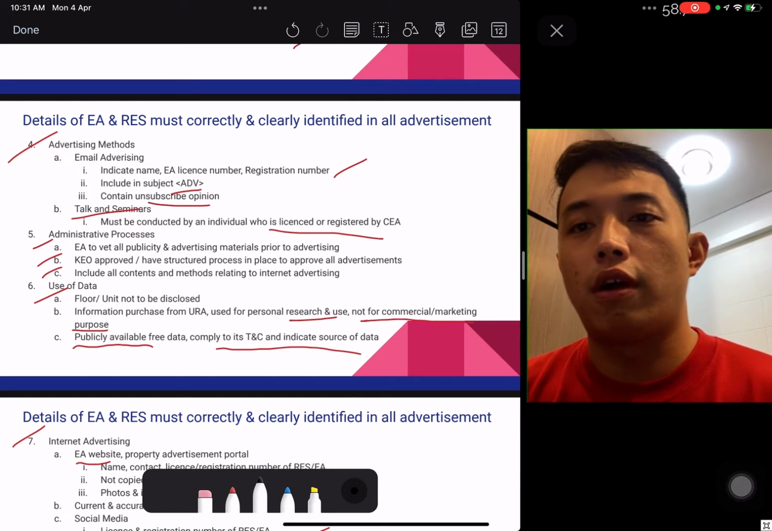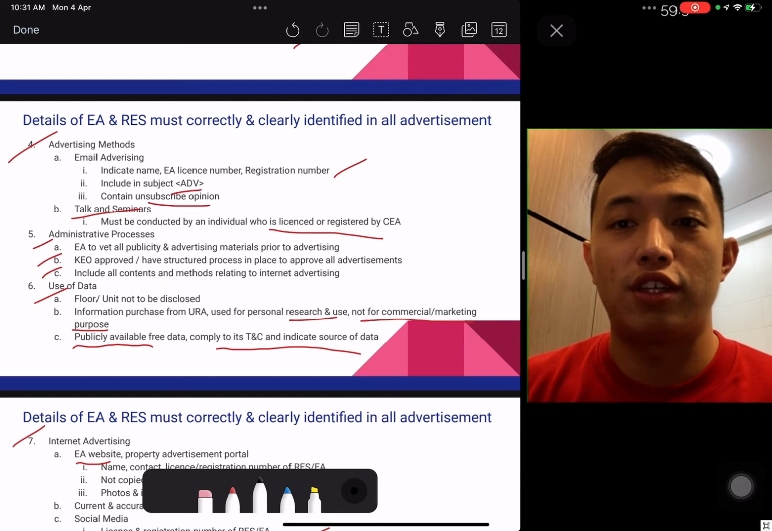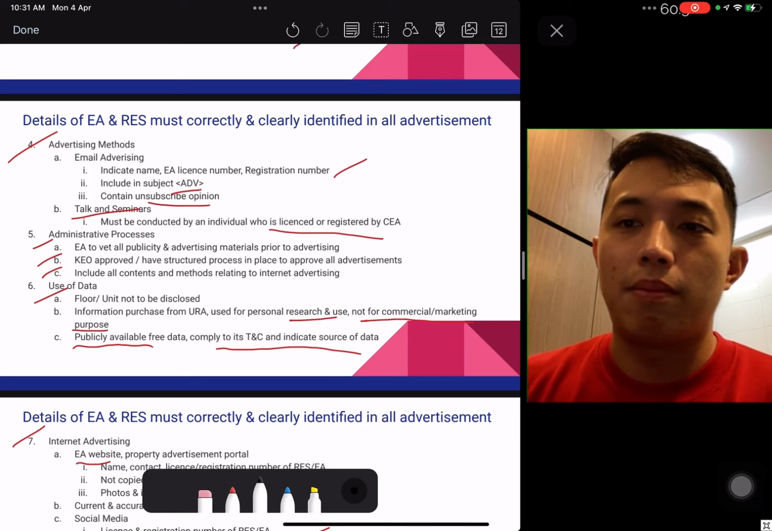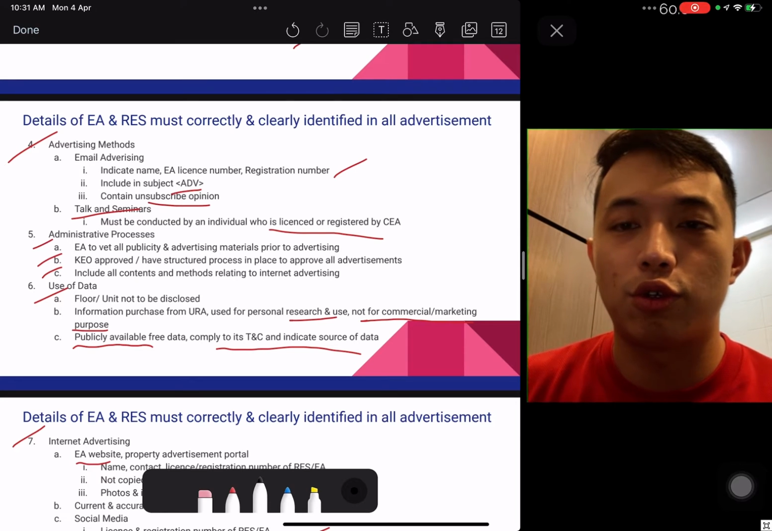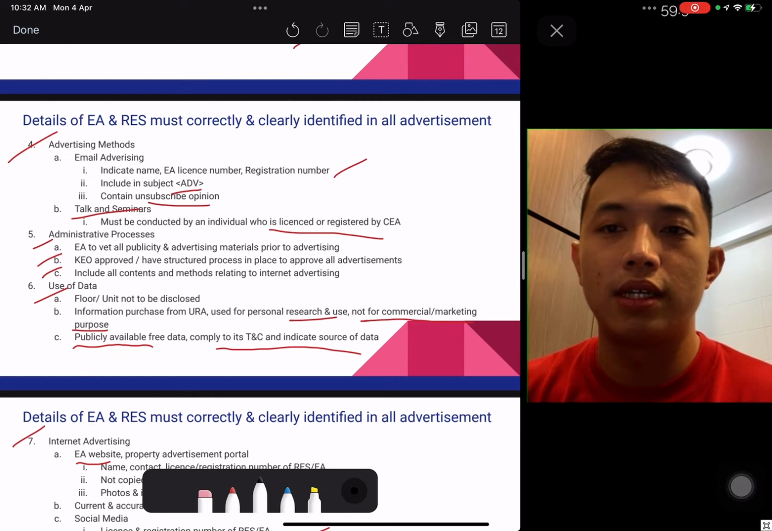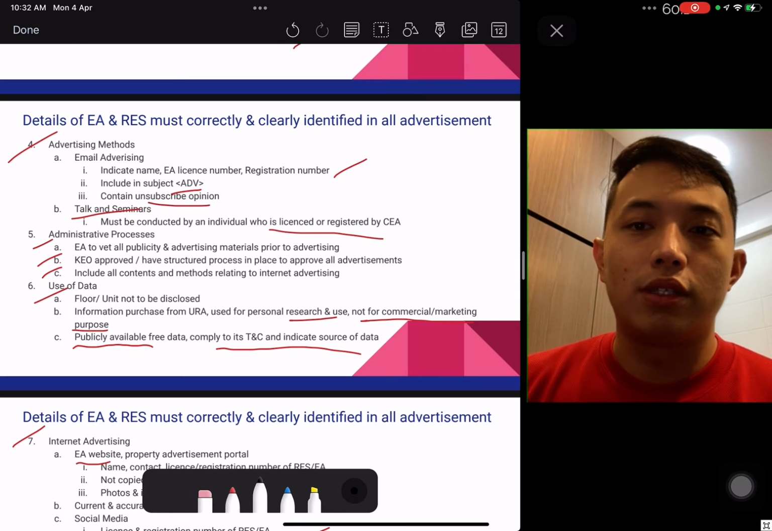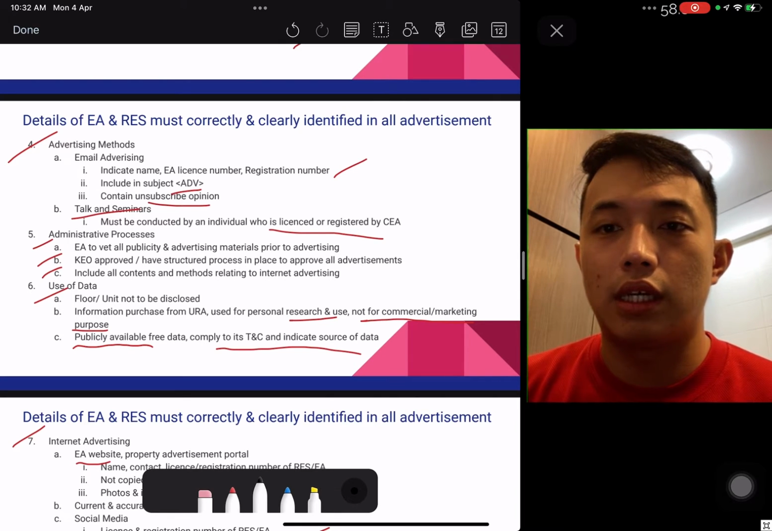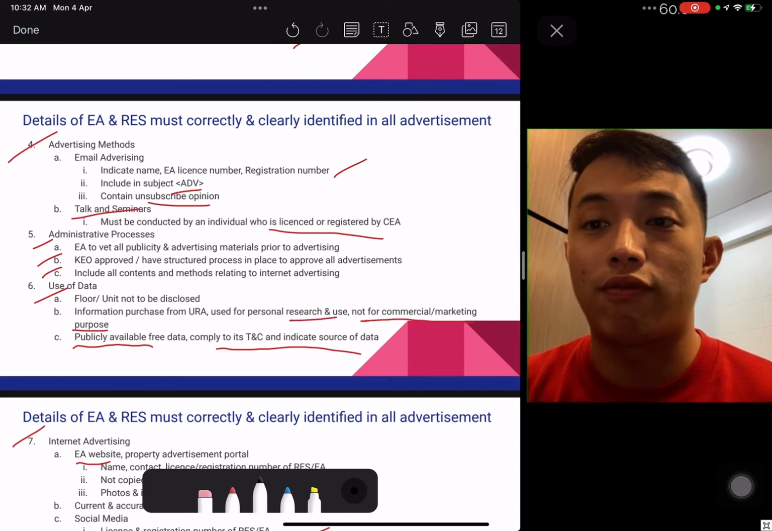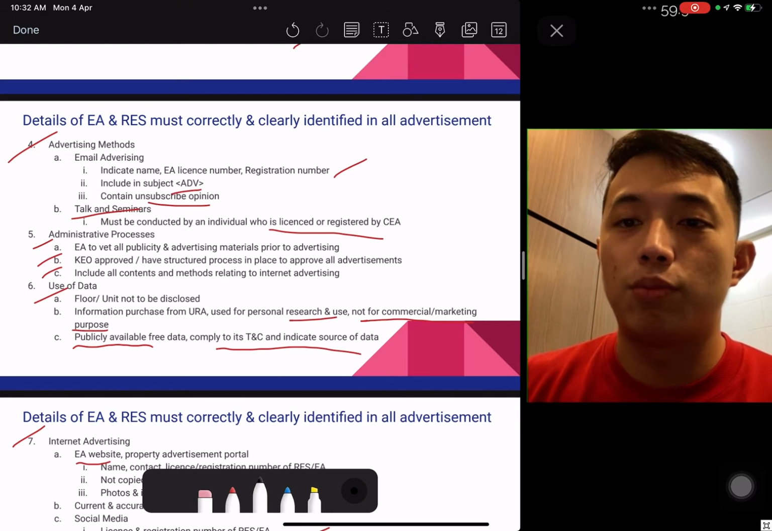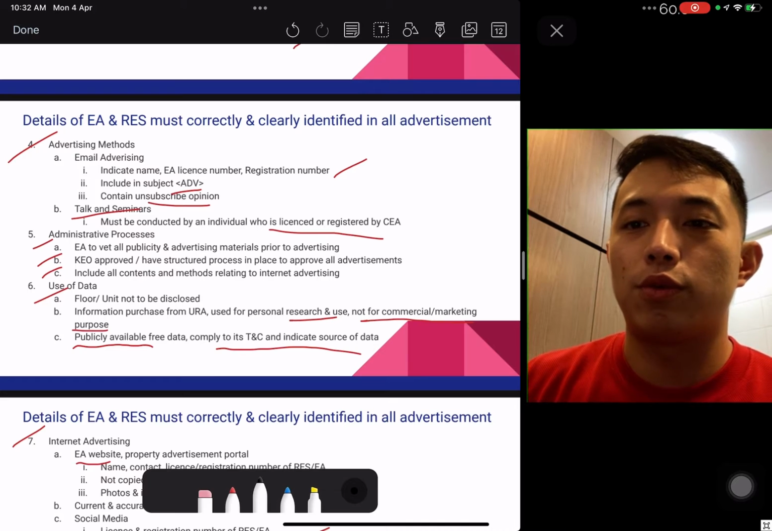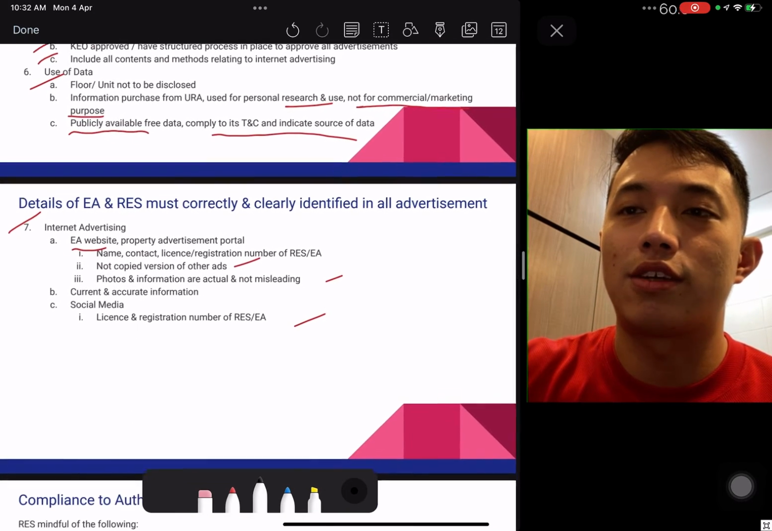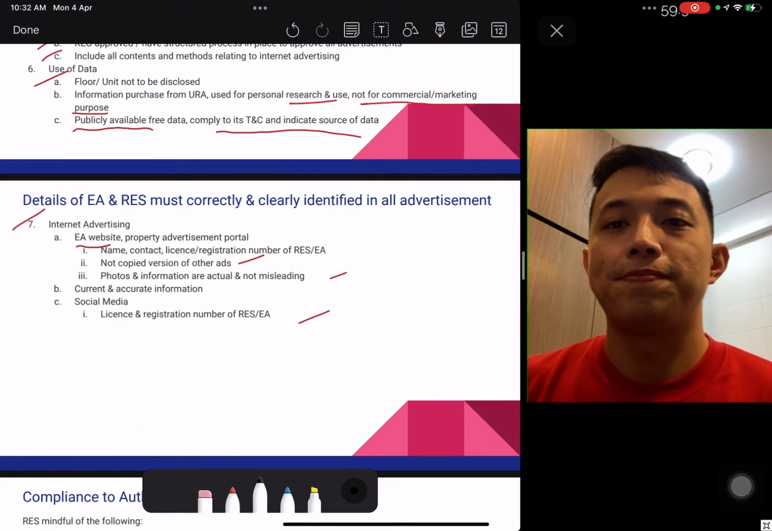The KEO has to approve a process for vetting of all the advertisements. All content and marketing techniques must be done in internet advertising also. There's a regulation by the government. So on use of data, do not disclose floor plans or units, and information from URA for personal use is not allowed to be used for marketing. Publicly available data should be compared to the T&C, with an indication of the source of data.